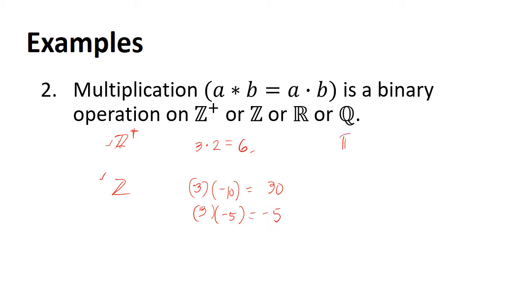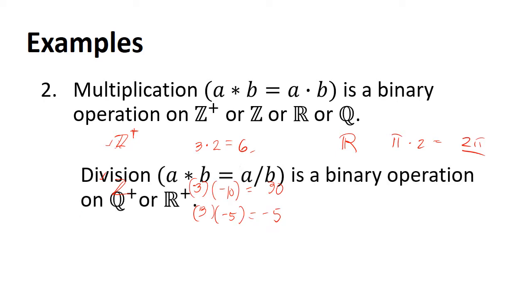How about on the set of real numbers? If we multiply any real number, of course, for example pi times 2, we get 2 pi. And 2 pi is still a real number. Therefore, multiplication is a binary operation on the set of real numbers. And of course, also on the set of rational numbers.